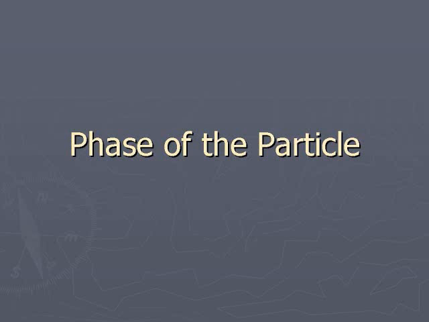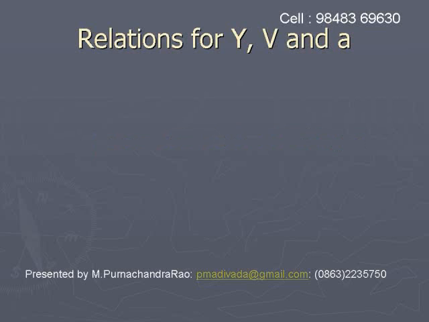The relations for y, v, and a can be written in the form of sine function. In the form of sine function, we have y is equal to a sin omega t, where a is amplitude. v is equal to a omega cos omega t.